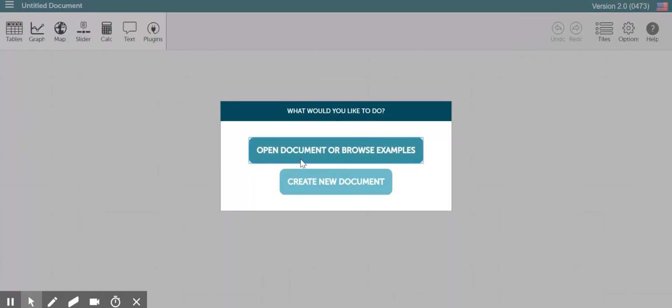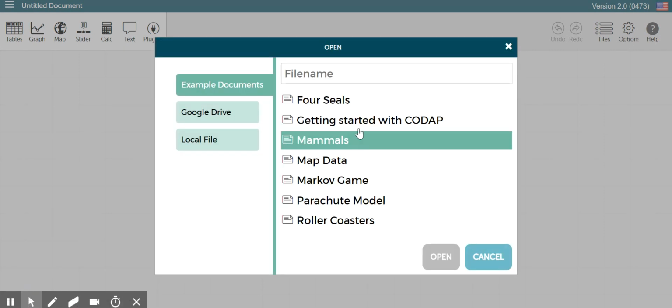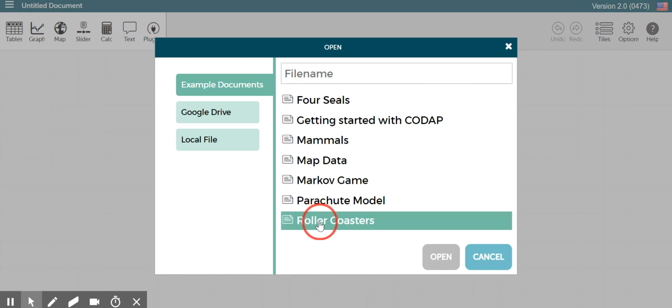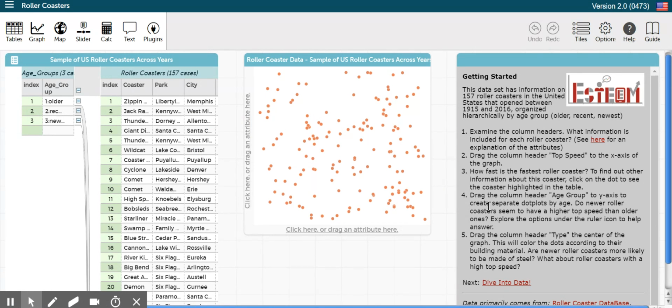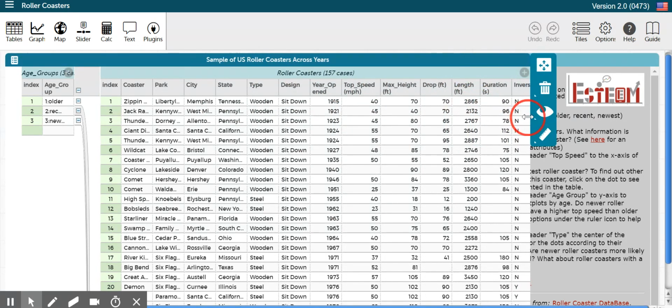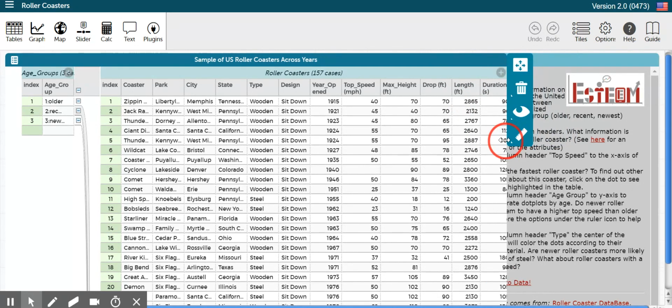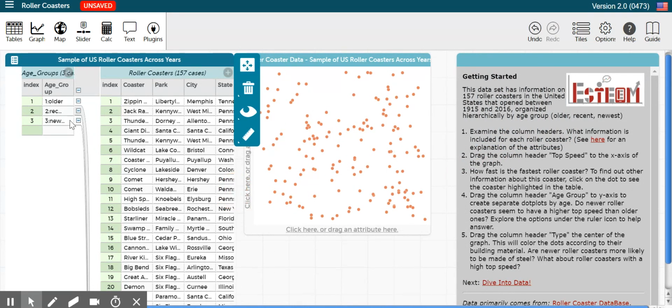Codap has a few data sets that are built in. So I'm going to go to Open Document or Browse Examples. And down at the bottom, roller coasters, I'm going to click on that data set, open it. Okay, so you can read a little bit more about the roller coaster data set here, but basically it's 157 roller coasters throughout the US. Variables include the name, the park, the city, max height, drop, if it has inversions or not, so on and so forth. And then there's another grouping over here, the age groups, older, recent, and newest roller coasters.